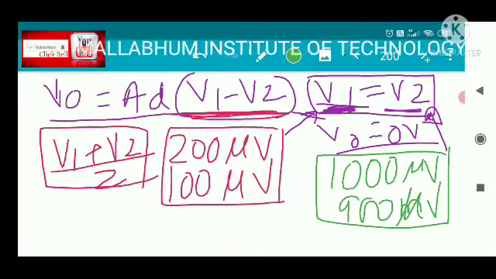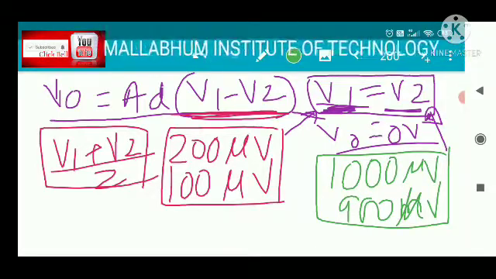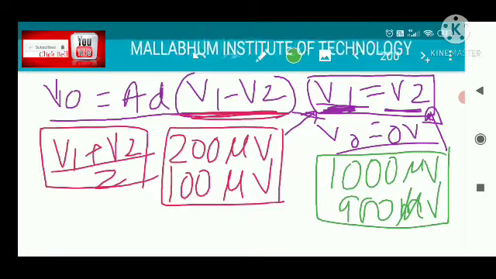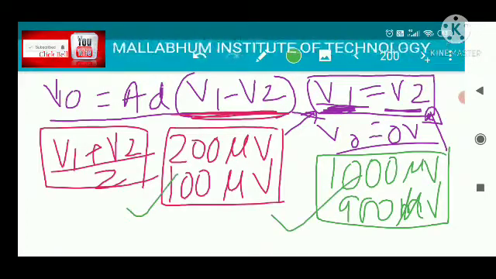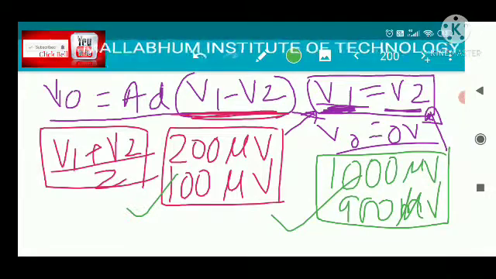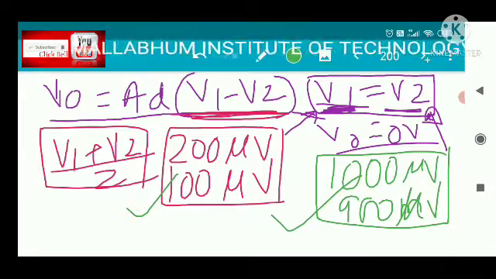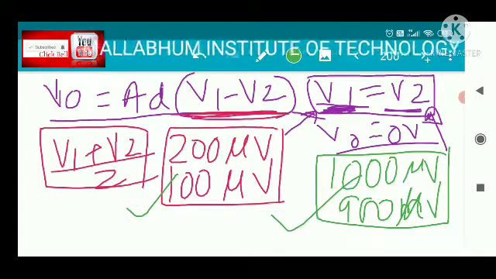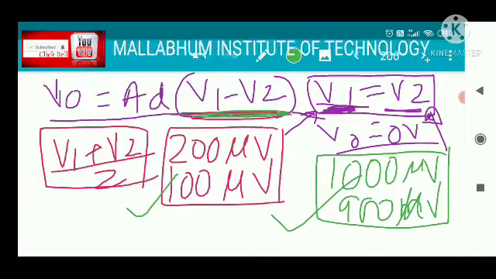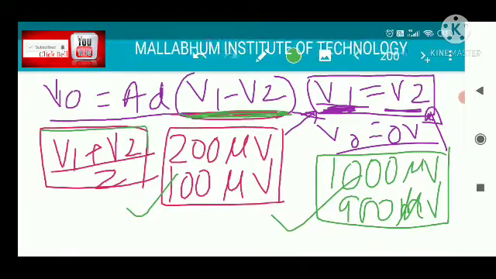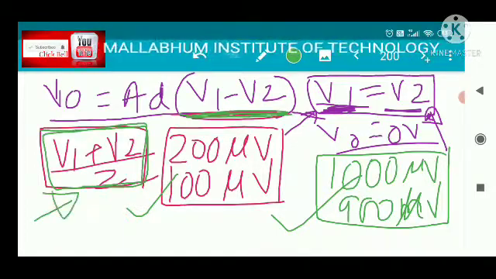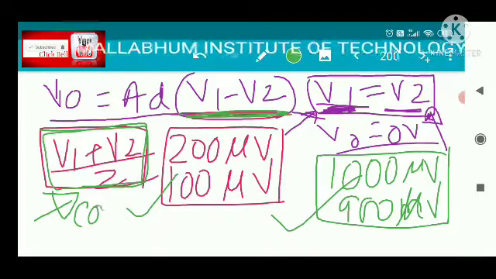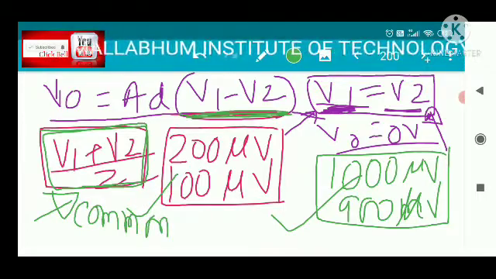If we take a practical example and measure the output for both these cases, we can see that in the practical operational amplifier, the output voltage for these two cases would not be the same. That means the output voltage depends not only on the difference signal but also on another signal, and that signal is called the common mode signal. So this is the average signal, or the common mode signal.